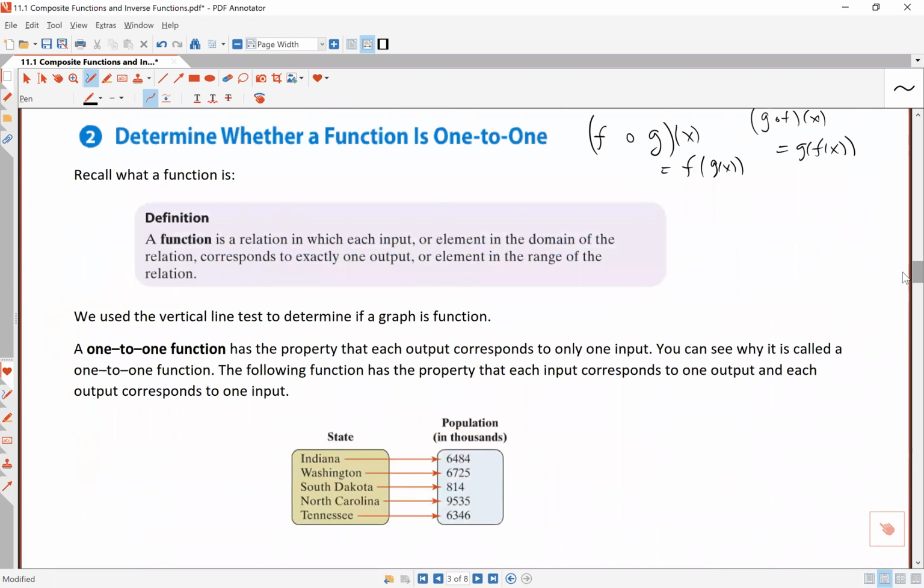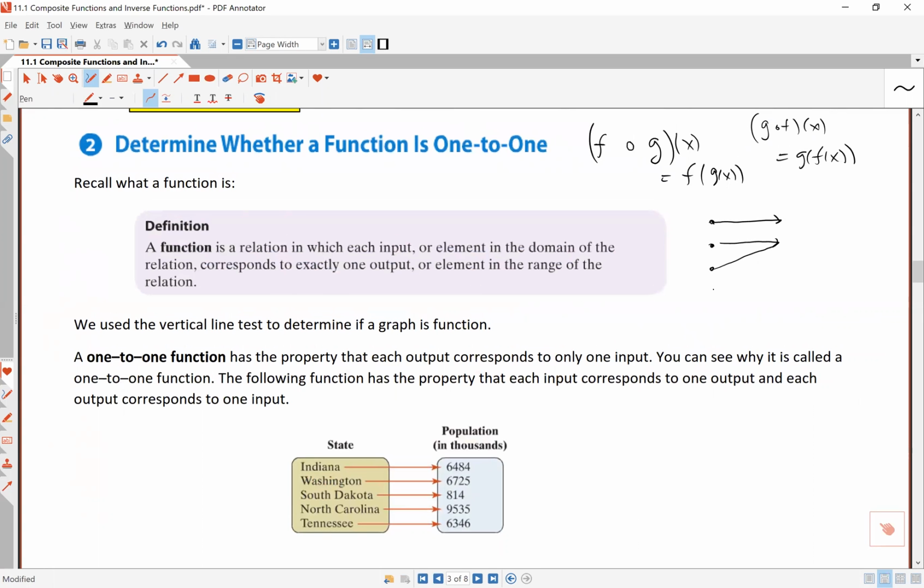A function is a relation in which each input, or element in the domain, corresponds to exactly one output in the range. Two different inputs can go to the same output, but there can only be one arrow coming out of each input. We use the vertical line test to see if something was or wasn't a function.